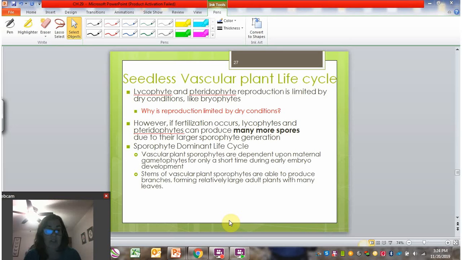However, if fertilization does occur in the seedless vascular plants, the lycophytes and the pteridophytes are capable of producing lots more spores. That's because they have a bigger sporophyte generation. So they actually have a sporophyte dominant life cycle. That means the sporophyte is the one that's photosynthetic, and it's the gametophytes that are temporary and dependent on the sporophytes. The sporophyte is very large, long-lived, and it's the thing that produces spores. Bigger sporophyte, more spores. When you're looking at a fern or Lycopodiophyta, what you see, the adult plant, is the sporophyte. So they produce the large, complex, branching adult plant.